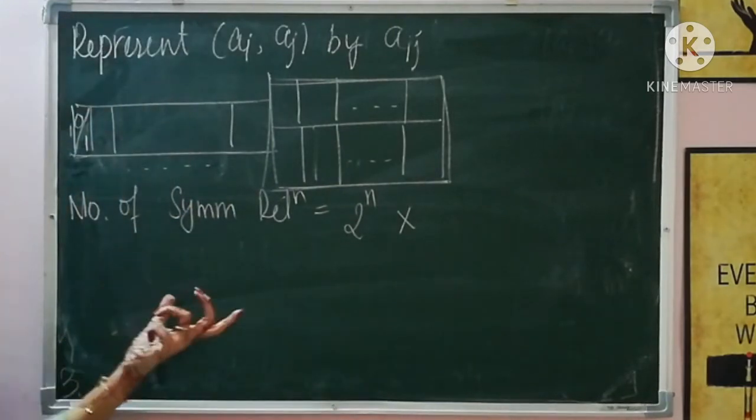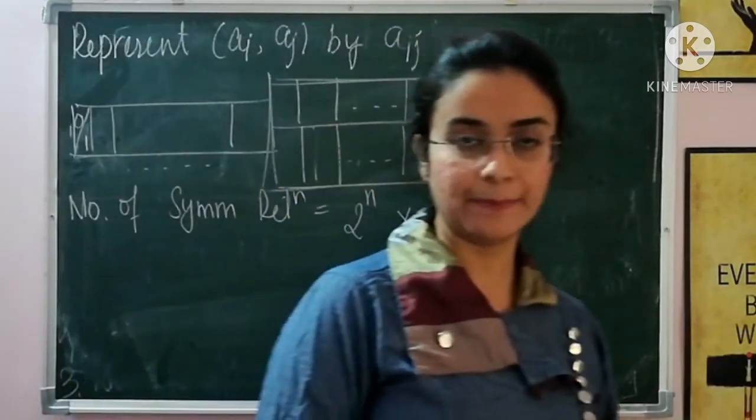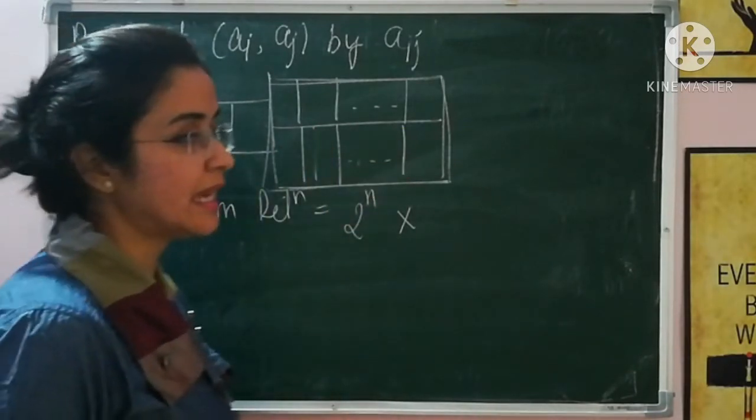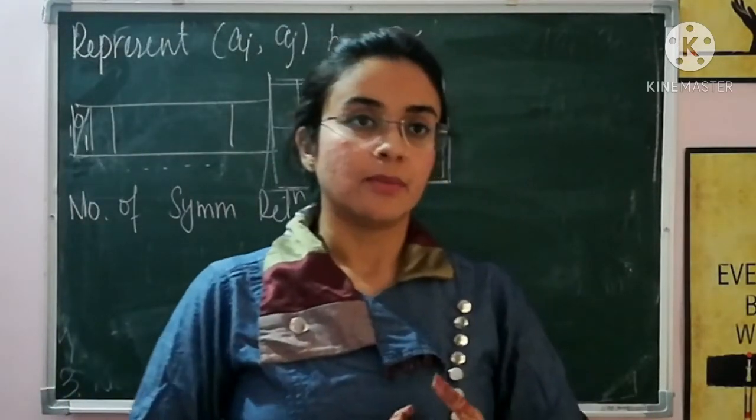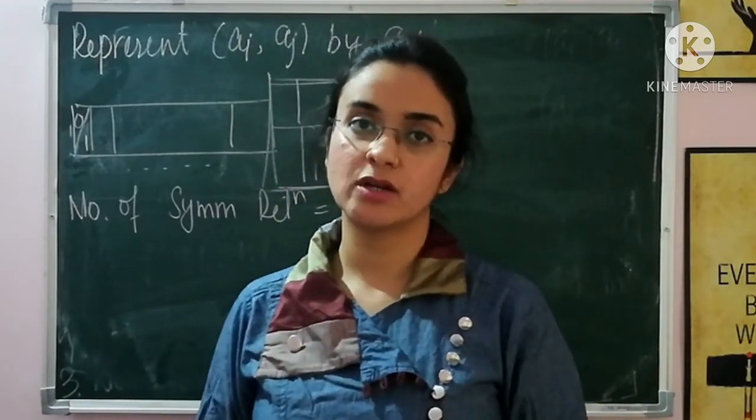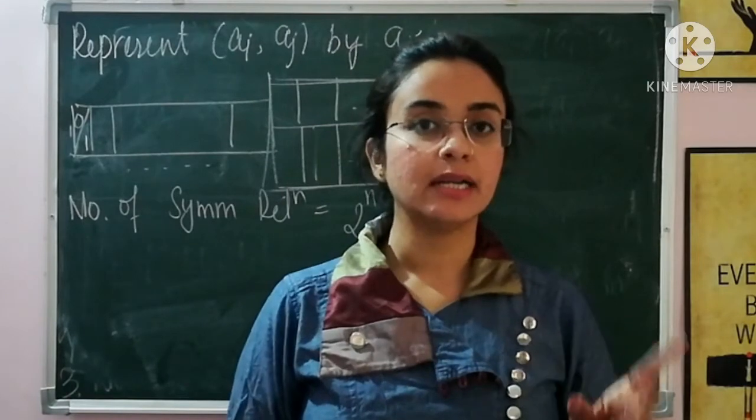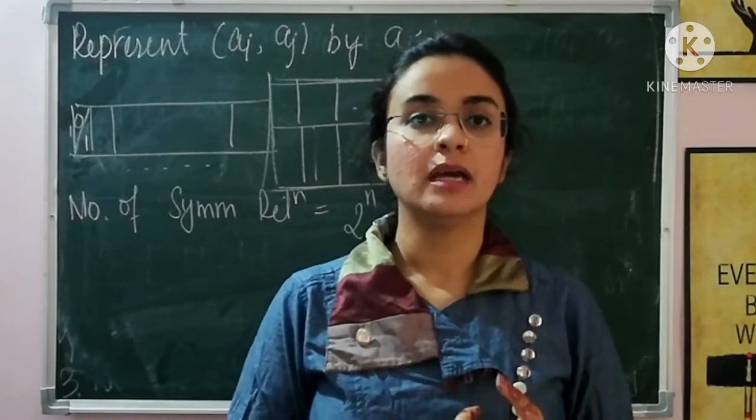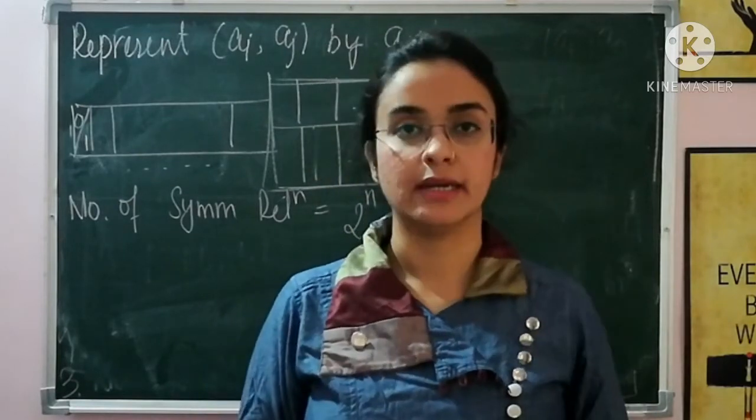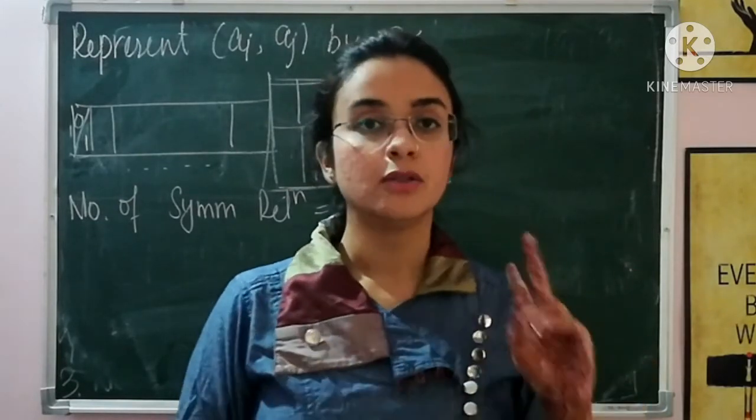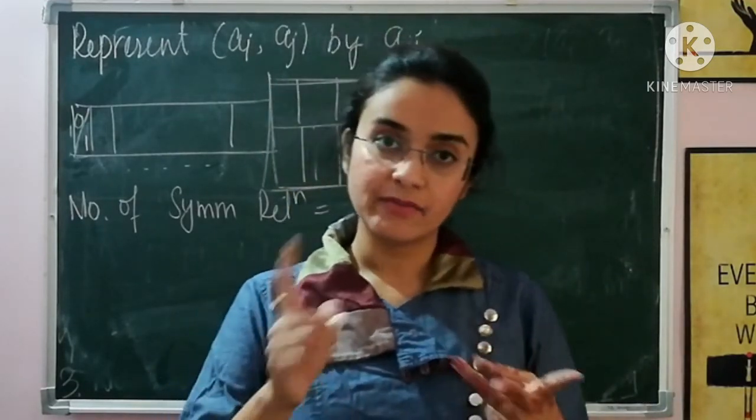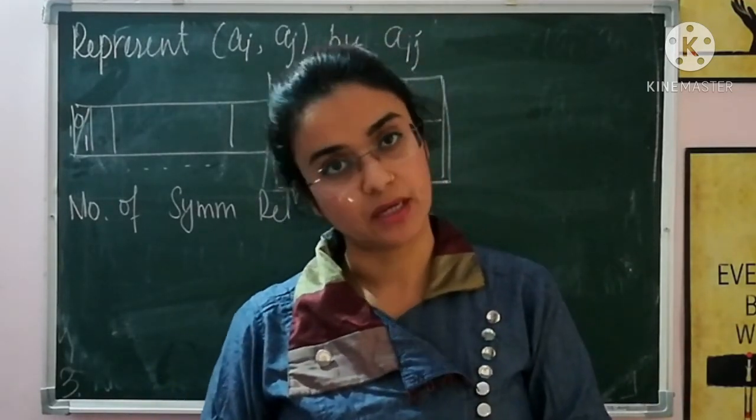Right? You remember the symmetric relation definition: A related to B implies B has to be related to A. But in this box, what can you do? Suppose you are choosing a i comma a j, that means you have to choose a j comma a i there. So I can say I am altogether skipping that element. I am not choosing a i comma a j at all. That is one way. Second, if I am choosing a i comma a j, I have to choose a j comma a i, right?